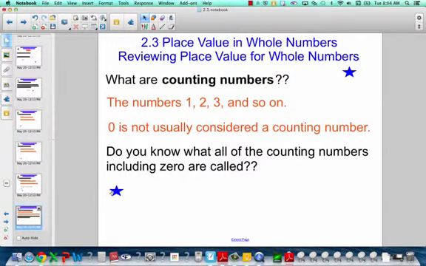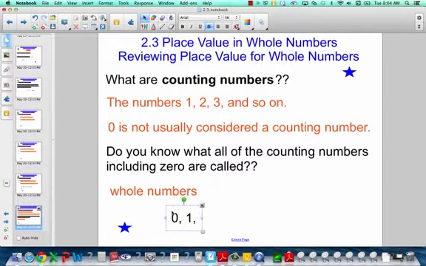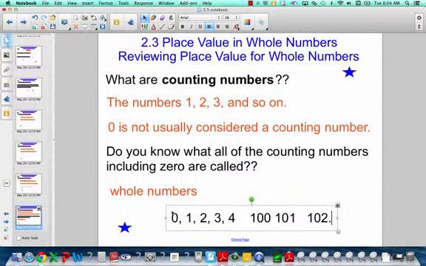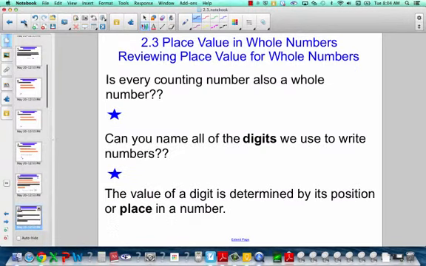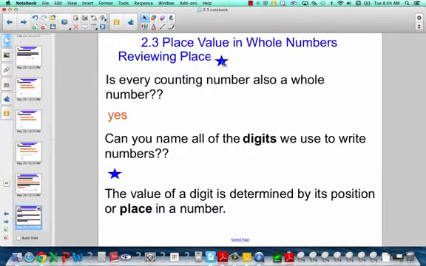All the numbers, including 0, are called whole numbers. That is all the numbers that don't have negatives, don't have decimals, and don't have fractions. They're just numbers like 0, 1, 2, 3, 4, 100, 1,000, 101, but they are not things like 102 and a half. That is not a counting number, and that is not a whole number. So is every counting number also a whole number? Write that on your board. Of course.